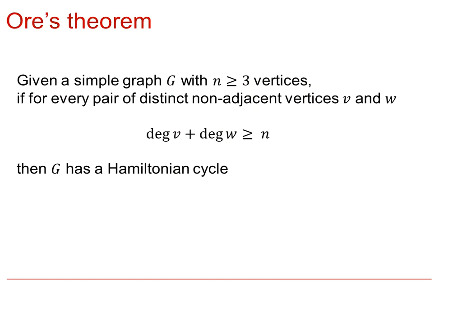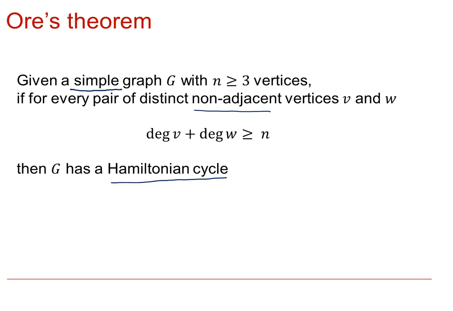Ore's theorem states that given a simple graph G, remembering that simple means a graph with no loops or multiple edges, with n greater than or equal to 3 vertices, if for every pair of distinct non-adjacent vertices, say v and w, the degree of v plus the degree of w is greater than or equal to n, remembering also that degree is sometimes known as the order of the nodes, then G has a Hamiltonian cycle.